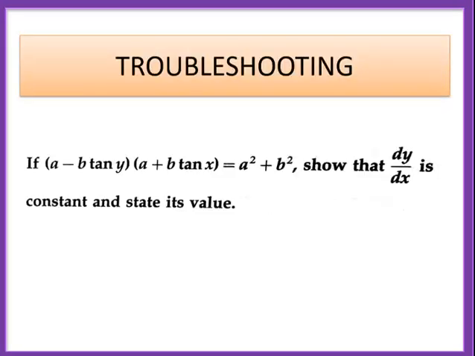Now I have, as per promise, given the troubleshooting sum. If (a minus b tan y) into (a plus b tan x) is a square plus b square, show that dy/dx is constant and you have to state its value. So you should try solving this sum on your own.